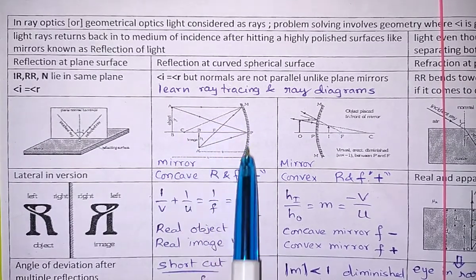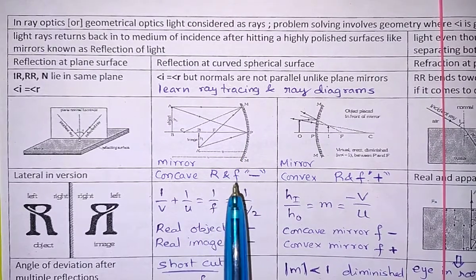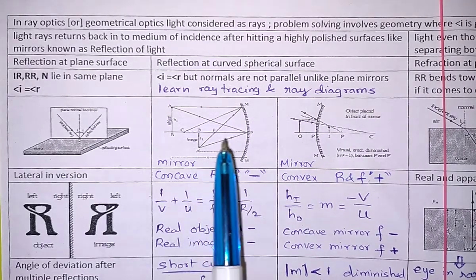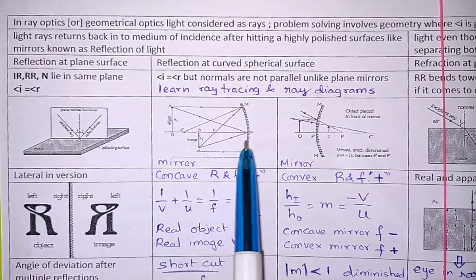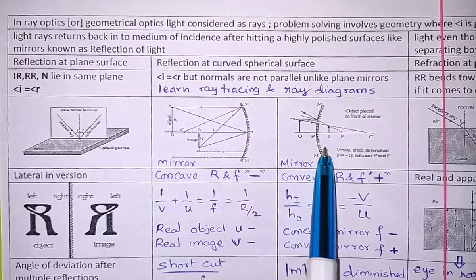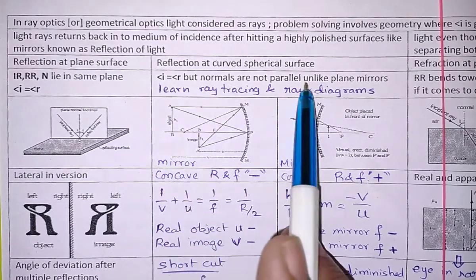This is in the case of spherical mirrors, that is, a mirror cut from a sphere. This does not hold true in the case of paraboloidal or ellipsoidal mirrors. So let us take two mirrors: a concave mirror, which is the concave side reflecting, and a convex mirror, which is the convex side reflecting. Angle i is equal to angle r, but normals are not parallel.